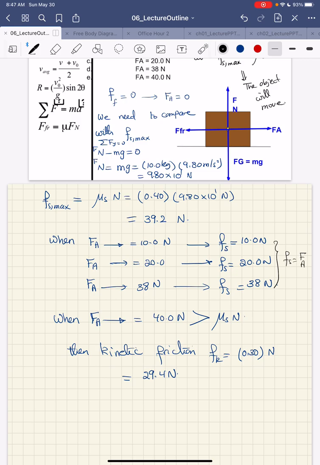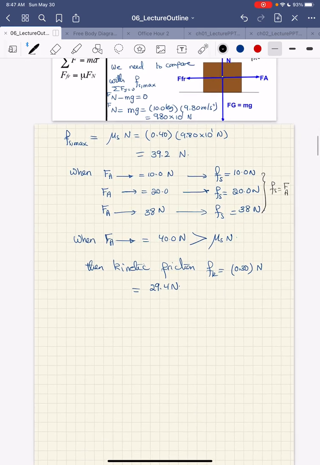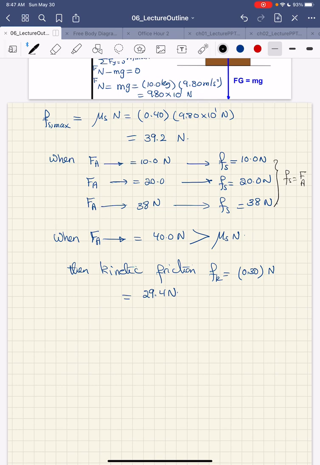Okay, when Fa, which is 40, is greater, then I'm talking about kinetic friction, and then Fk will be calculated based on mu k times the normal, and it's going to be 29.4, and you can see it is less than the maximum, Fs maximum.